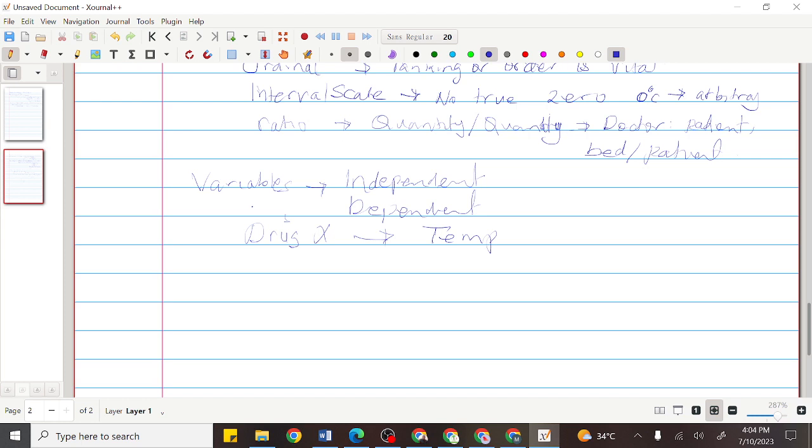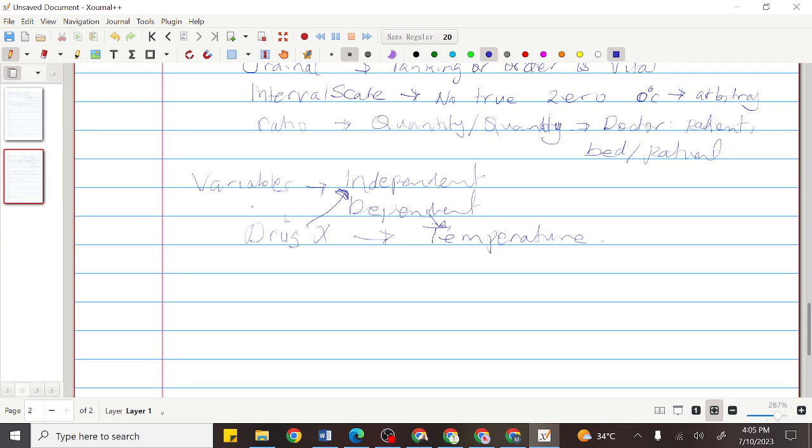changing the dosage of drug X can influence the temperature. So therefore, this dosage here becomes the independent variable, whereas the temperature becomes the dependent variable. The dependent variable changes in accordance with how much drug is given.